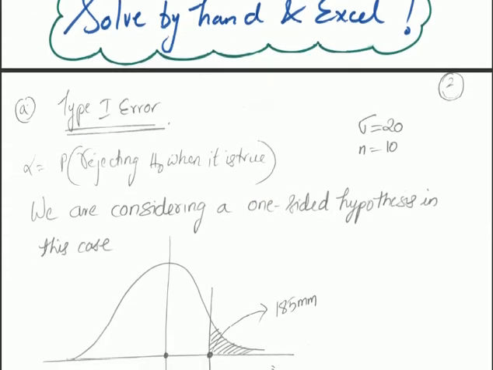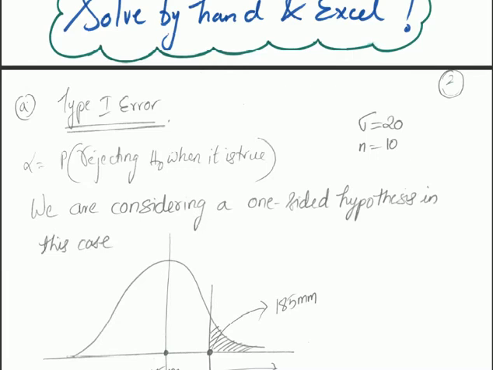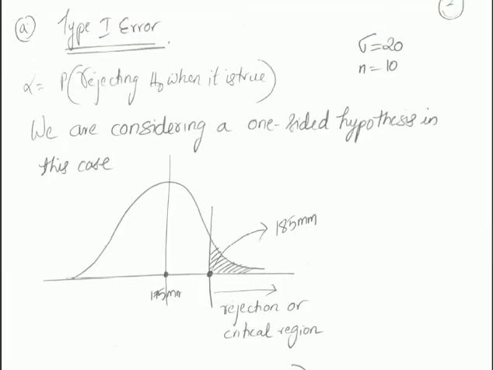So type 1 error. It looks a little bit lighter, but I hope you can see this. What is a type 1 error? First we need to understand what the type 1 error really stands for. Alpha is nothing but the probability of rejecting the H naught when it is in fact true. So that is a type 1 error. Since we are considering a one-sided hypothesis, anything that falls beyond 185 is the rejection region or the critical region, and anything below 185 is the acceptance region. And sigma has been given as 20 and the number of samples is 10. So that is the data that is given to us.